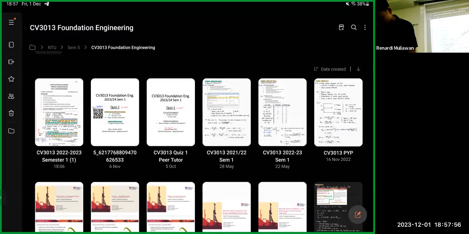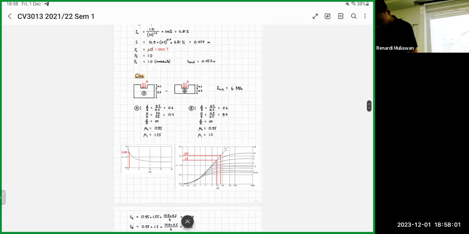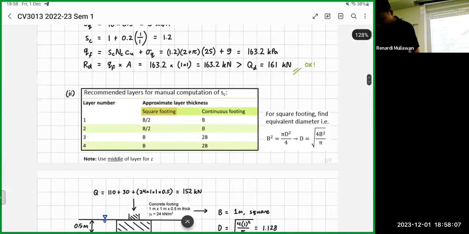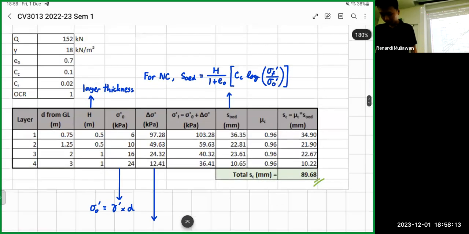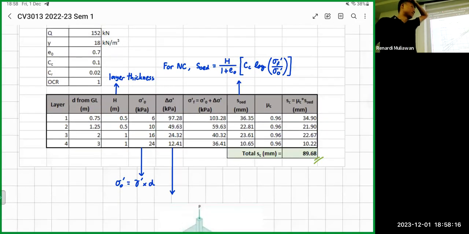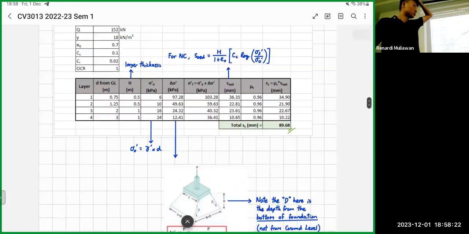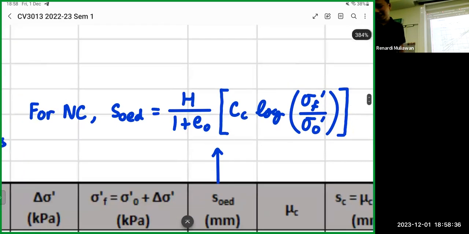I'll show you the working here. I think it's nicer. Okay, not this one. This one. So you just refer to this. You can try by hand yourself. This one for NC, I use Excel, lazy.